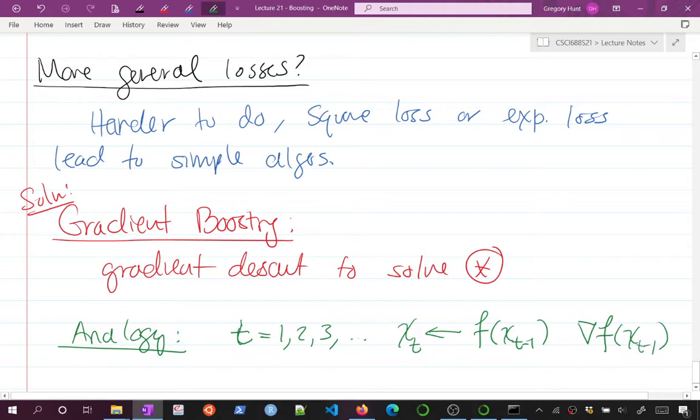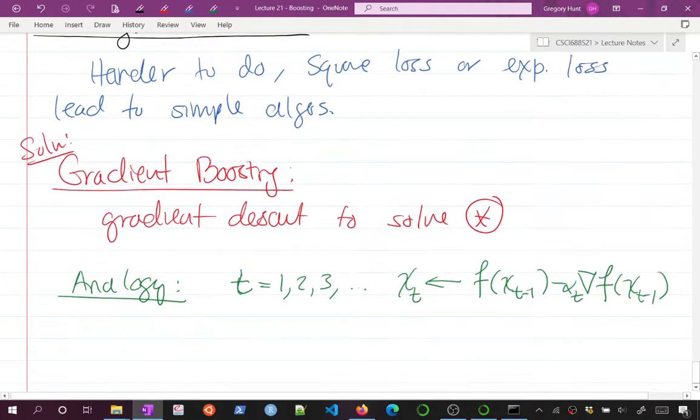And then we take some certain step in that direction. It's called alpha t. So if you're not familiar with gradient descent, we can ignore this. But gradient descent basically iteratively updates our estimate by just stepping in the direction of the gradient. Step, step, step, step, step, right?